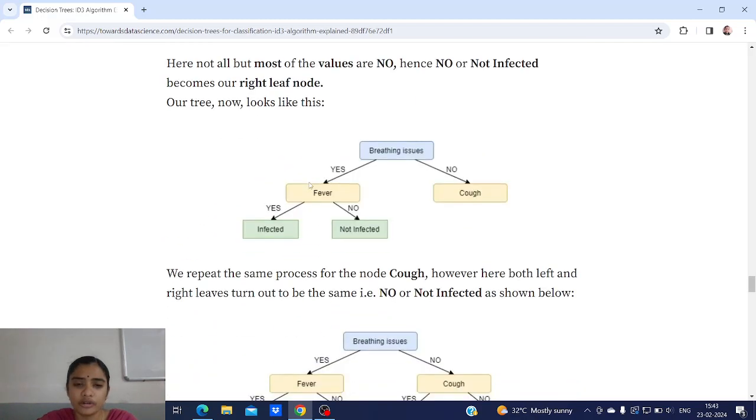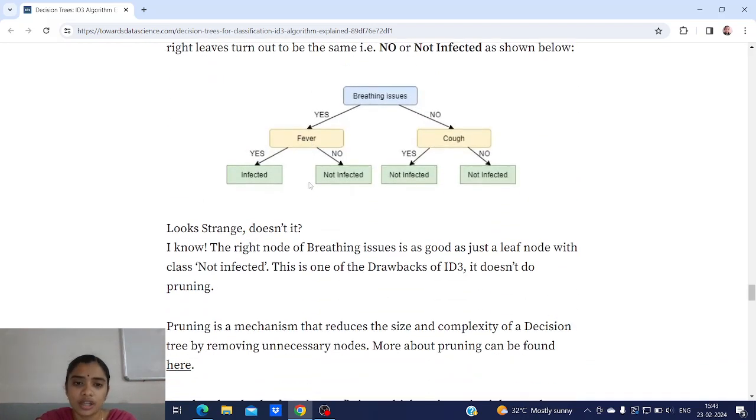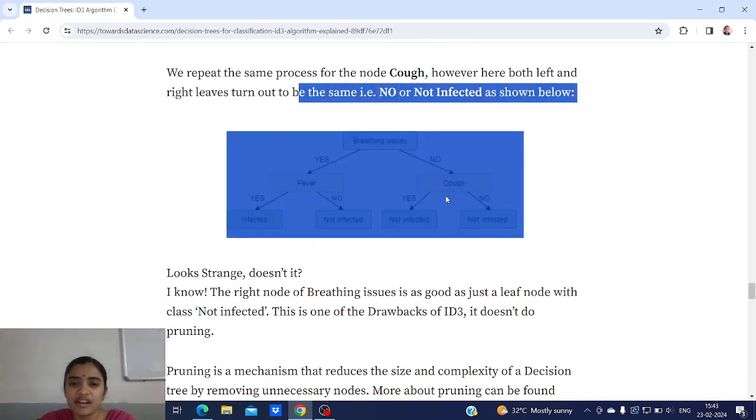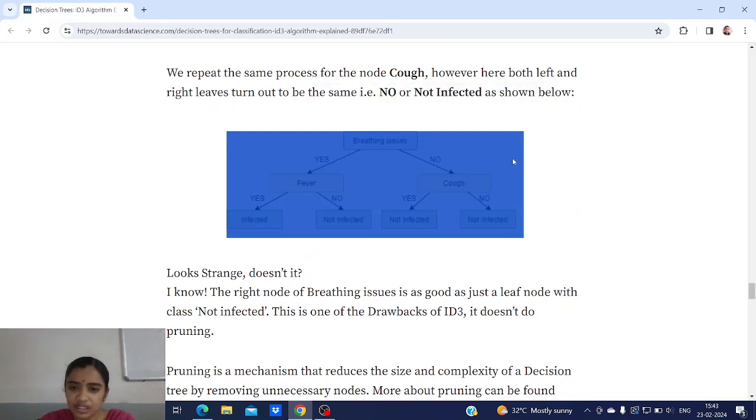So in this way, you have to build the decision tree based on the ID3 algorithm. And if you observe, this is the final decision tree.